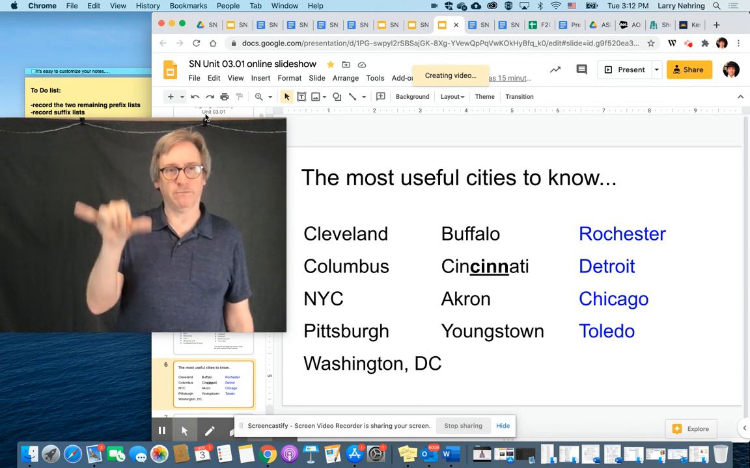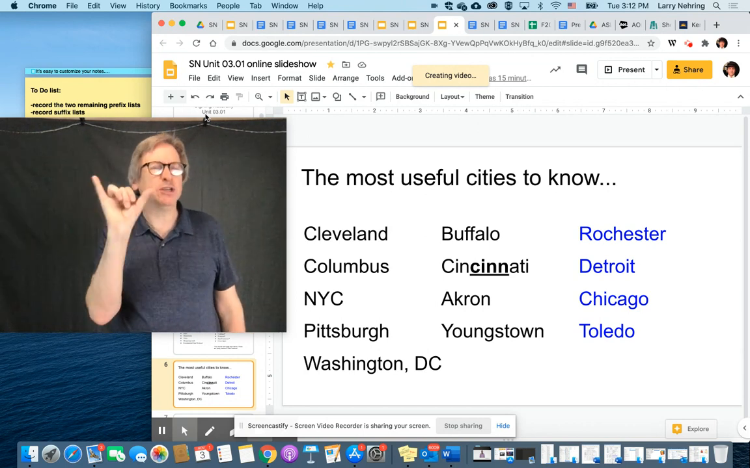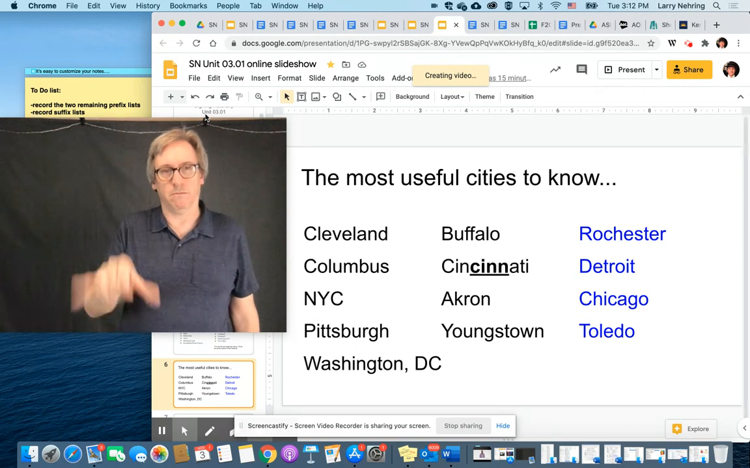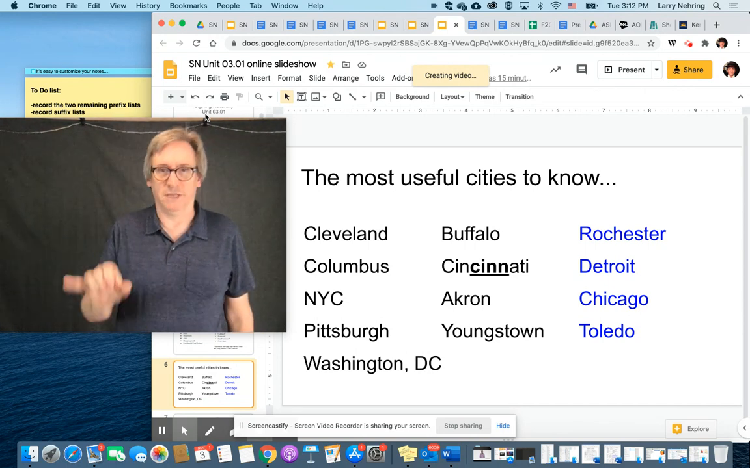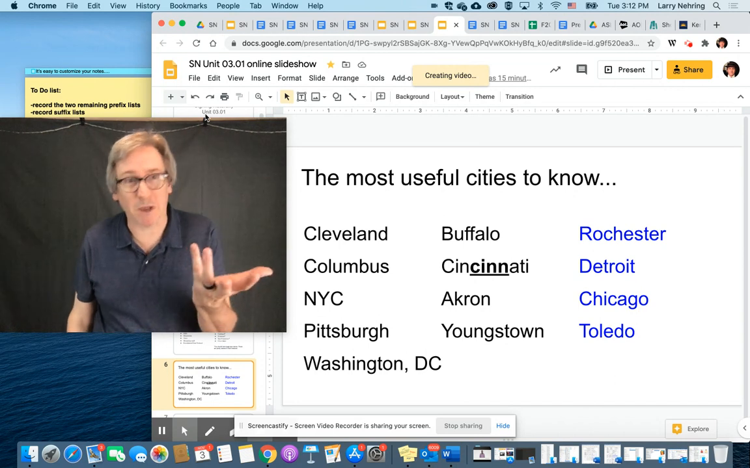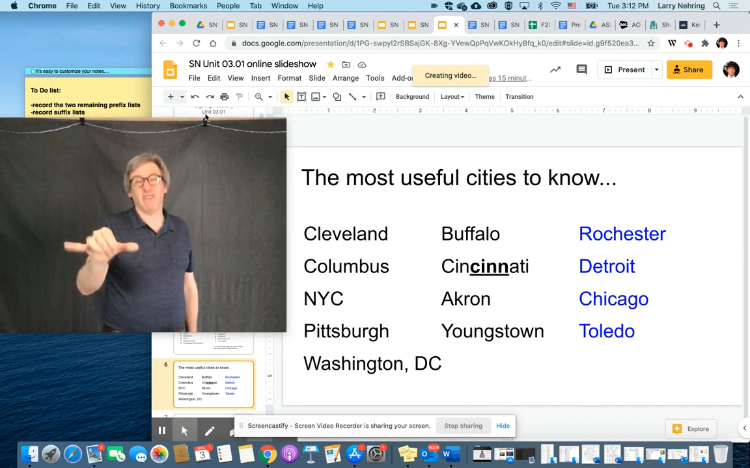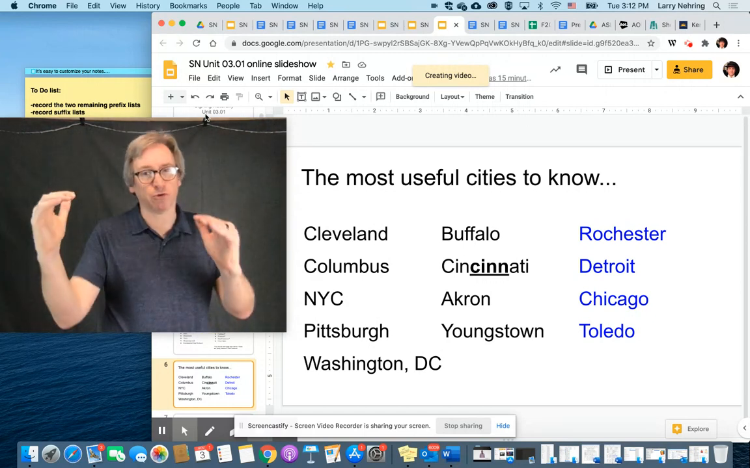Youngstown is a Y, and you just kind of bounce it. It's kind of like we showed OIC. OIC, right? So Youngstown. It's not a very exciting sign. Sorry if you're from Youngstown. It's not a very exciting city. Youngstown. Rochester, Detroit, Chicago, and Toledo.